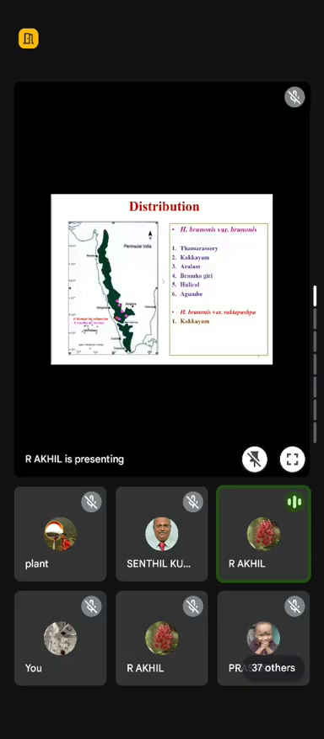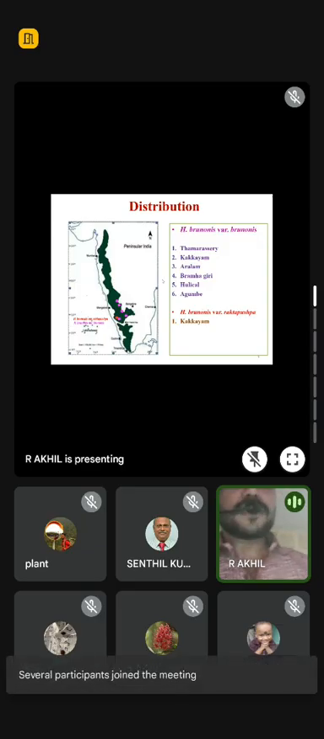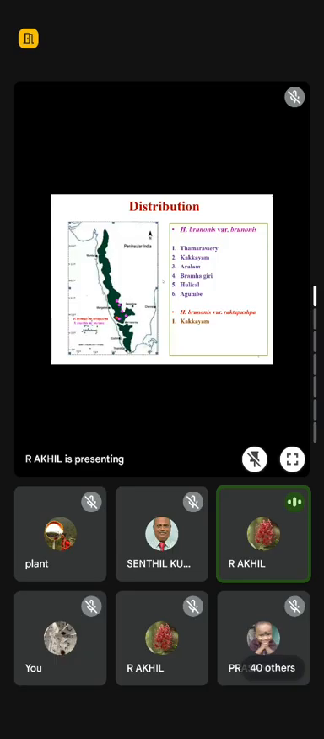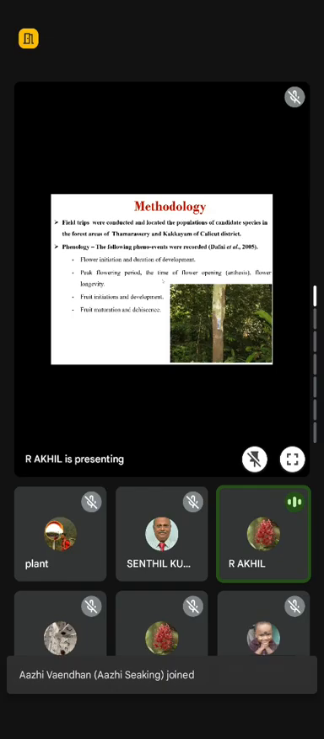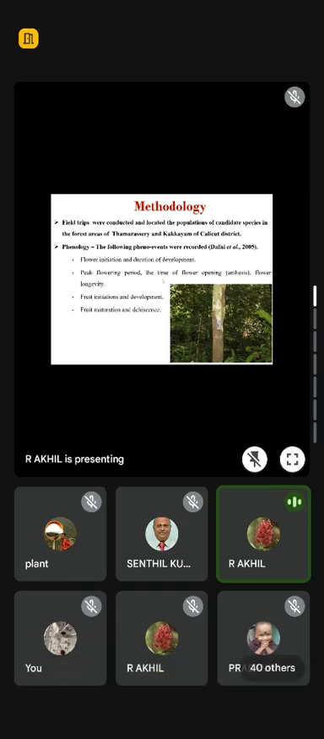This figure shows the distribution of both the species. Humboldtia brunonis variety brunonis was distributed in Thamarassery, Kakkayam, Aralam, Brahmagiri, Hulikal, and Agumbe forest areas. But the special variety rectapushpa was strictly endemic to Kakkayam forest areas. Several field trips were conducted and the populations of the candidate species were located in the forest areas of Thamarassery and Kakkayam of Calicut district.